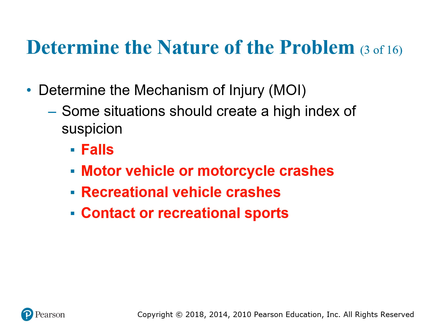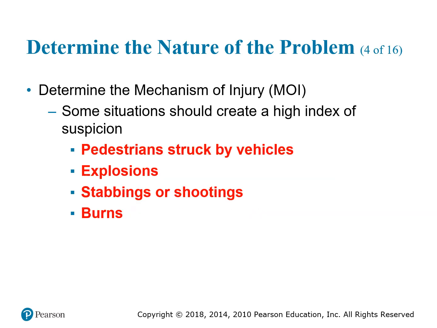Recreational vehicle crashes, a lot of times they're rollover type accidents, but also clothesline type injuries, where a patient driving a recreational vehicle gets clotheslined by a tree branch or a wire fence. All right, pedestrians struck by vehicles. Again, speed is your big component of that.